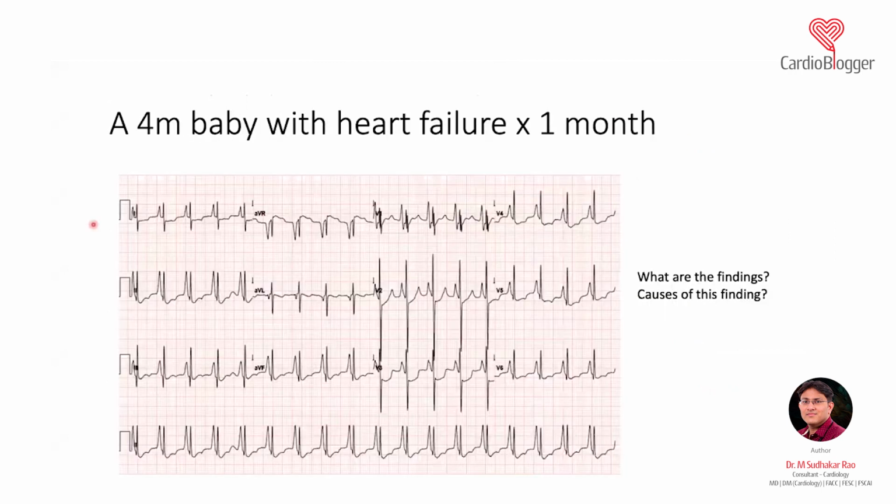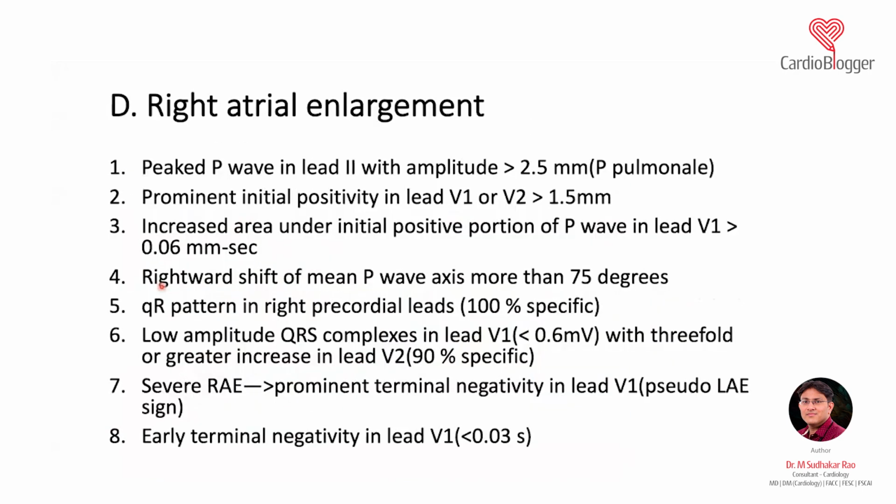Let's come to this. Now, this is the first point: P pulmonale, any positive P wave with a height more than 2.5 mm in lead 2 and more than 1.5 mm in V1. Here it is so obvious, there is a very huge right atrial enlargement. If it is more than 1.5 mm in lead V1, it is suggestive of right atrial enlargement. If it is more than 2.5 mm in lead 2, it is suggestive of right atrial enlargement. So these two things are very obvious: P wave in lead 2 more than 2.5, in lead V1 more than 1.5.